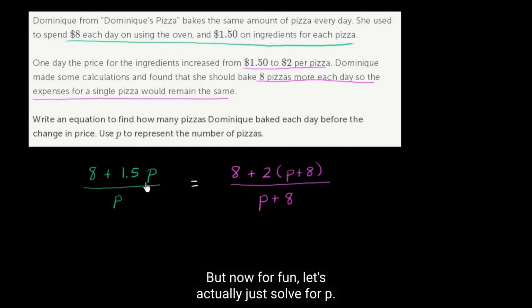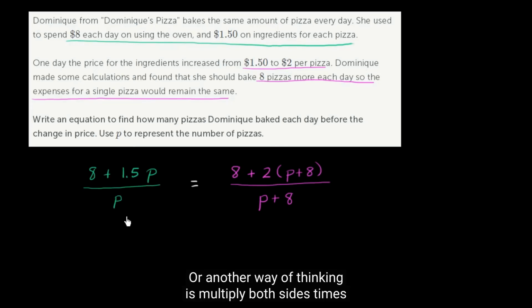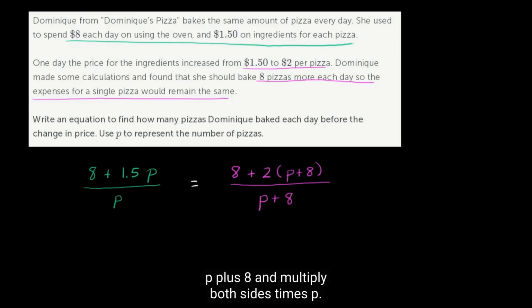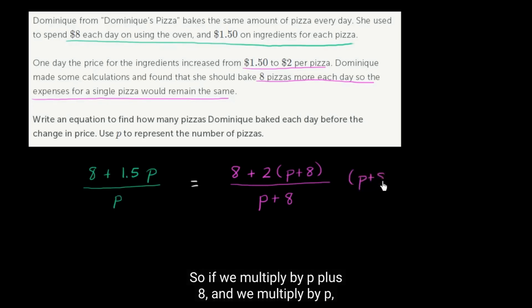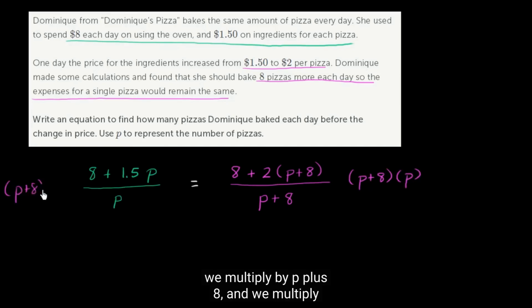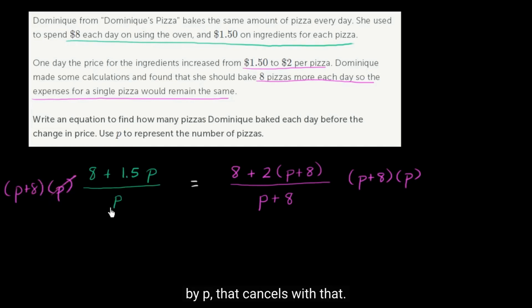But now for fun, let's actually just solve for P. So let's just simplify things a little bit. Let's just cross multiply this on both sides. Or another way of thinking about it is multiply both sides times P plus 8 and multiply both sides times P. So if we multiply by P plus 8 and we multiply by P, that cancels with that cancels with that. On the left hand side, we have to just do the distributive property twice right over here.